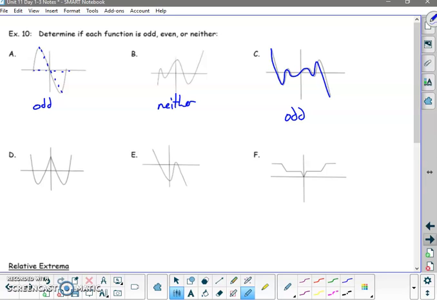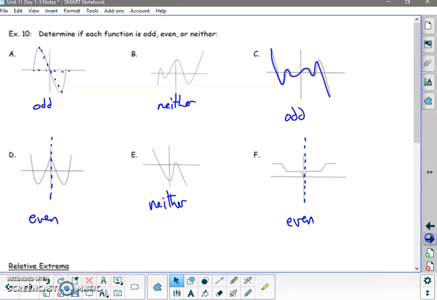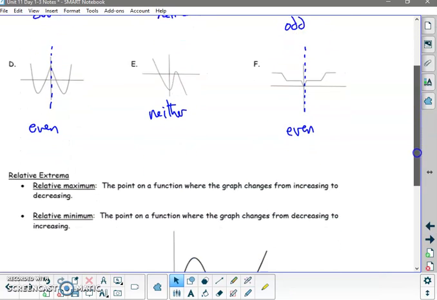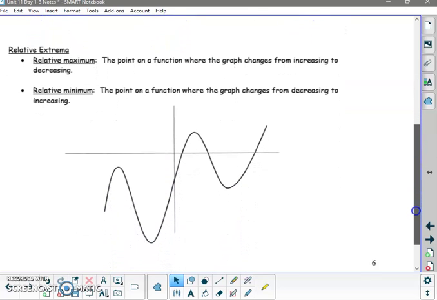Part D, easy to see, reflection in the y-axis, so that's what we would call even. This one here is neither. And this one again, reflection in the y-axis, so that would be even. All right, we don't spend a lot of time on that, but it is something that unfortunately we'll see from time to time on a Regents exam.